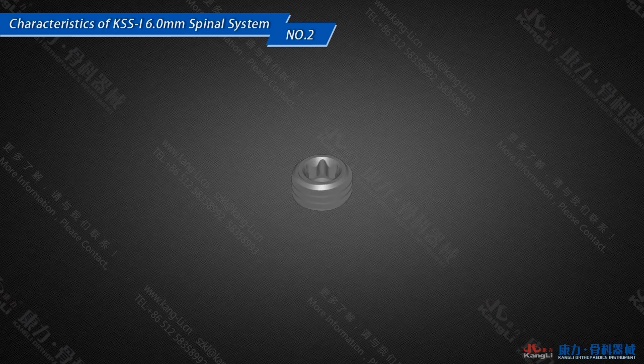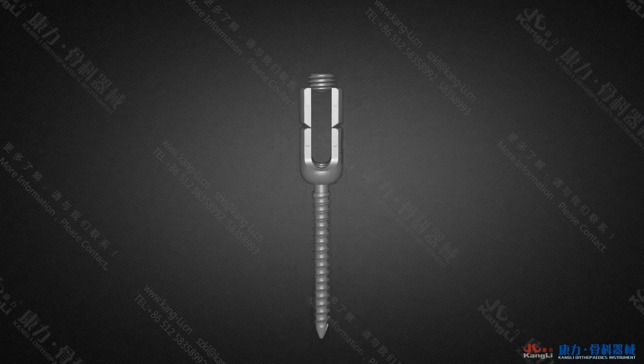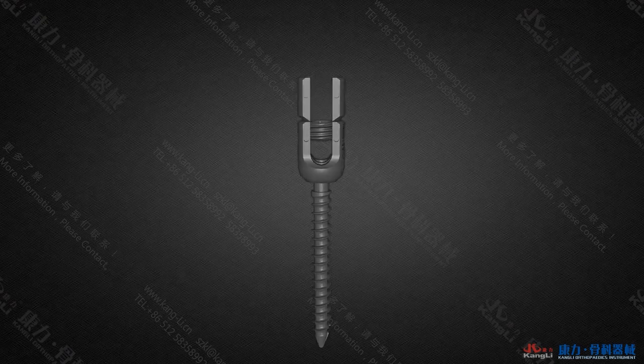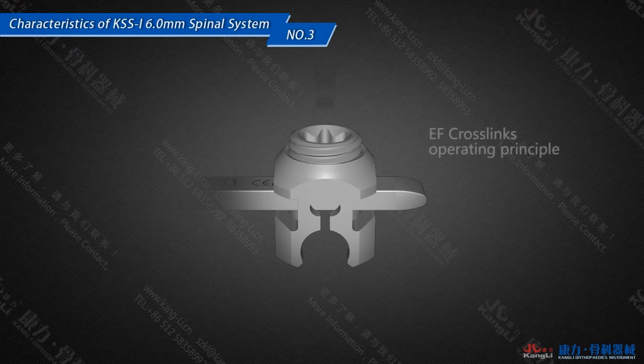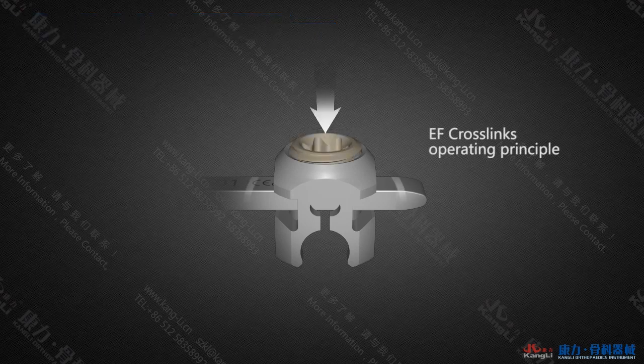Characteristic 2. The trapezoidal thread design of the plug screw effectively prevents the rod from loosening. The Torx design on the top also greatly reduces the risk of sliding. The simple operation of the EF crosslink greatly reduces operation time.